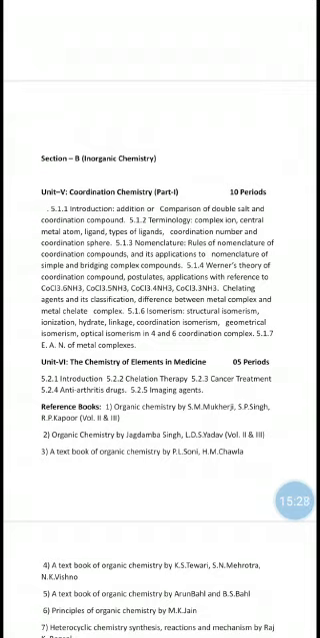Now the fifth unit, which is the first unit of inorganic chemistry, that is section B, is coordination chemistry. As you know, you have learned coordination chemistry in class 12th, and after that you have learned the introductory part of coordination chemistry in the succeeding classes.